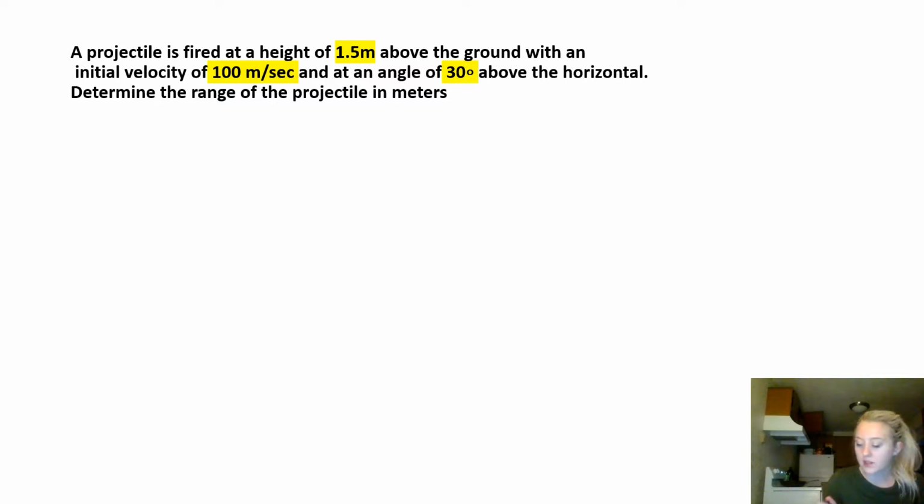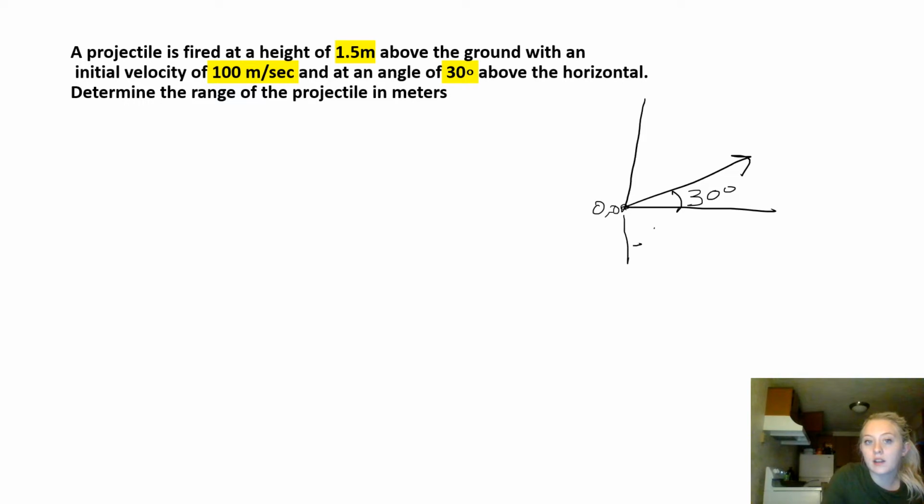So I'm just going to draw the simplest picture over here. Let me grab my pen. I'm going to set my origin to 0 and make this negative 1.5 meters. And this is y and this is x. Pretend this is straight.